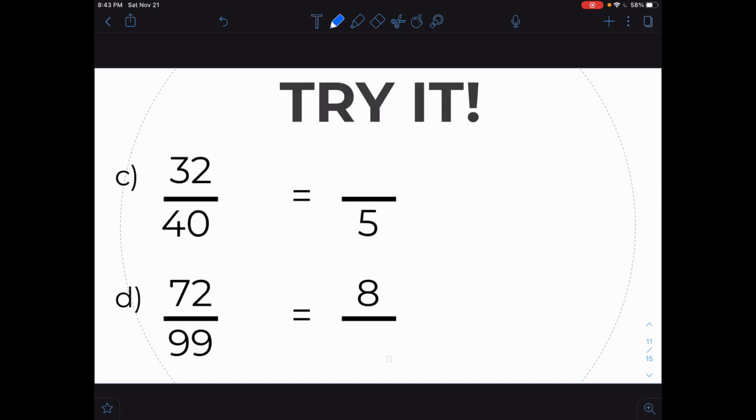Our second set of problems that I'd like you to try in your notebook are here. Press pause while you're doing your work. Press play when you're ready to check your answers.